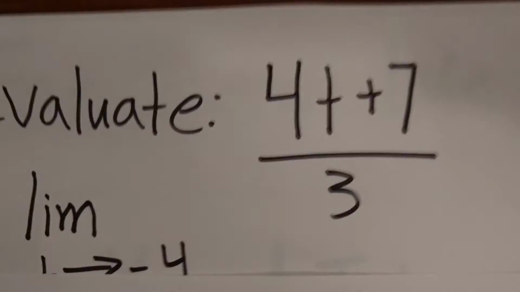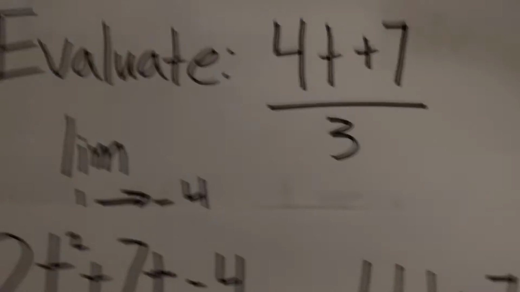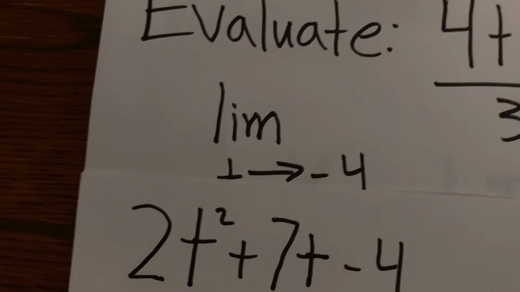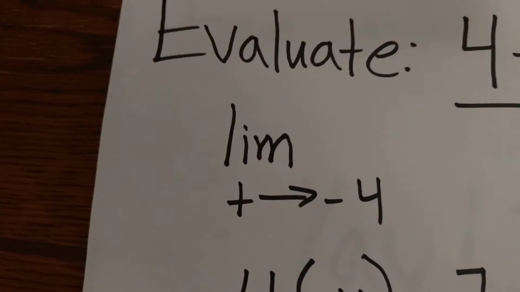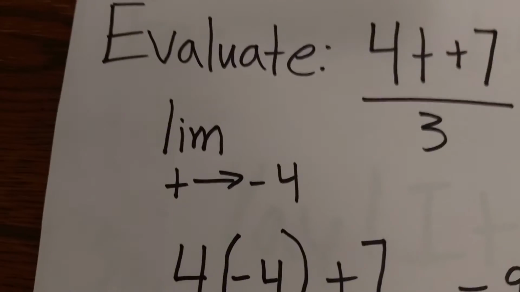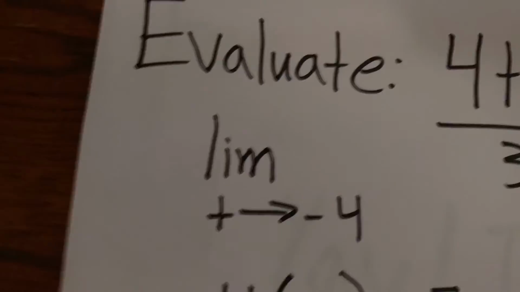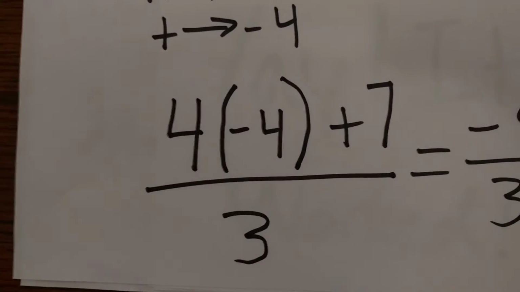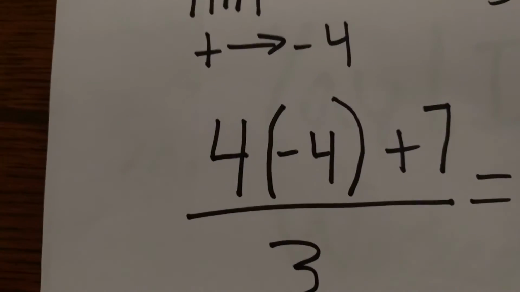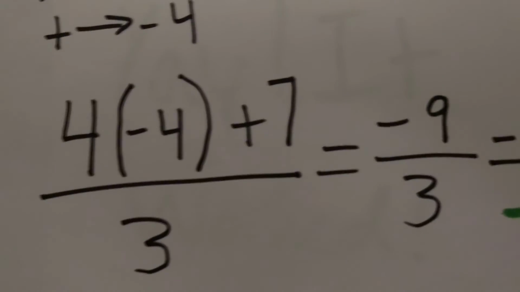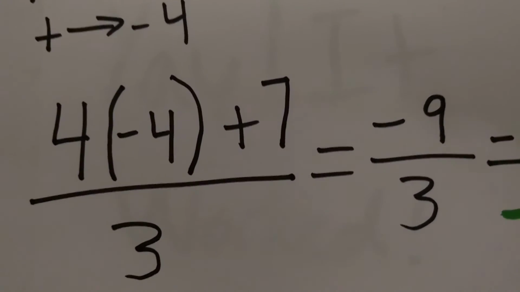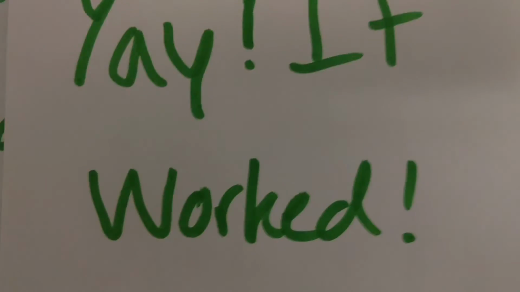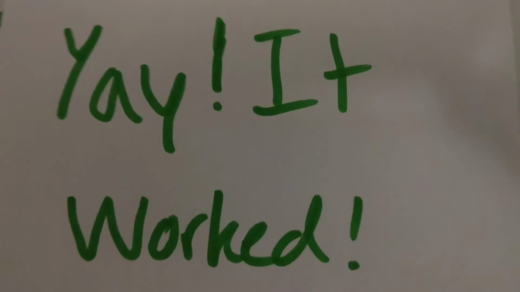Now we're going to evaluate 4t plus 7, because that's our new function, when t is approaching negative 4. So we plug in negative 4 for every t value, and we get 4 times negative 4 plus 7 divided by 3. What's that give us? Negative 9 over 3. But what's that simplify to? Negative 3? No way! Yay, it worked! And we only had to use it once.